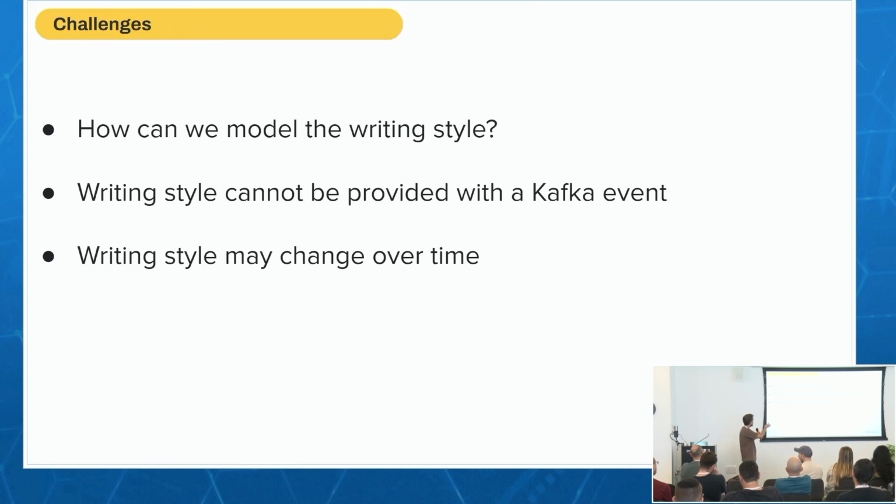But the challenges for giving them a writing style are, first of all, how can we model the writing style? Again, this is something that should be done at scale. Second thing is that writing style cannot be provided with a Kafka event. In the Kafka event, we provide very specific information that is related to the event, like everything that is in the inquiry itself. We don't have very complex information, so that should be created offline some way. And the third point is that writing style may change over time. So we had to make this writing style changing and not static for each member.